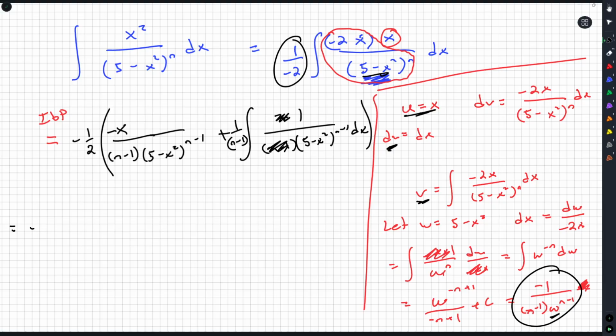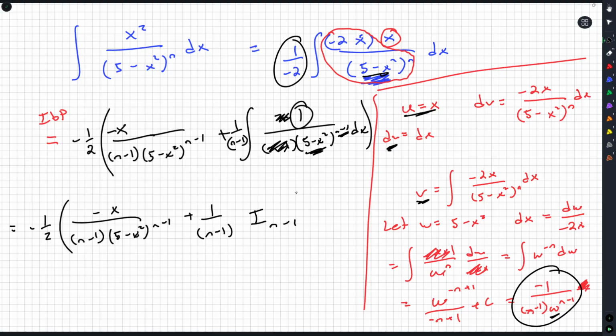And I'll write this a little bit clearer. We got minus 1/2 negative x over n minus 1 times 5 minus x squared to the n minus 1 plus some constant times, and what is this? 1 over 5 minus x squared to the degree 1 less. This is my I n minus 1. So we're done. We finished all the integrations. Everything is either an integral of the smaller form I n minus 1, or it doesn't have any more integrals in it. So now all I have to do is take this little piece and stitch it back with everything we already knew.